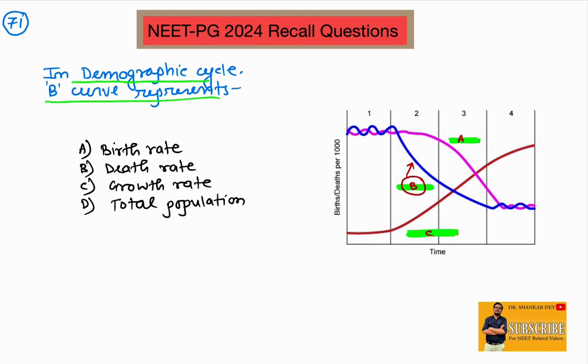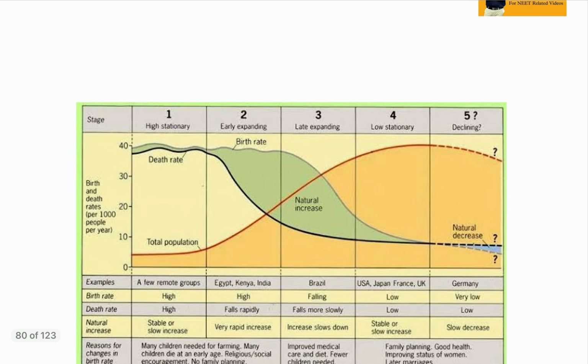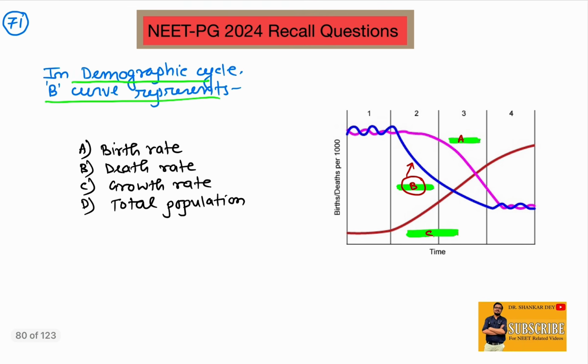Yes, you are very right. This B curve represents the death rate. So this blue curve is the death rate. This pink curve is the birth rate, and this red curve is the total population. I think the curve marked in the question was the middle one, the blue one. It is the death rate curve.